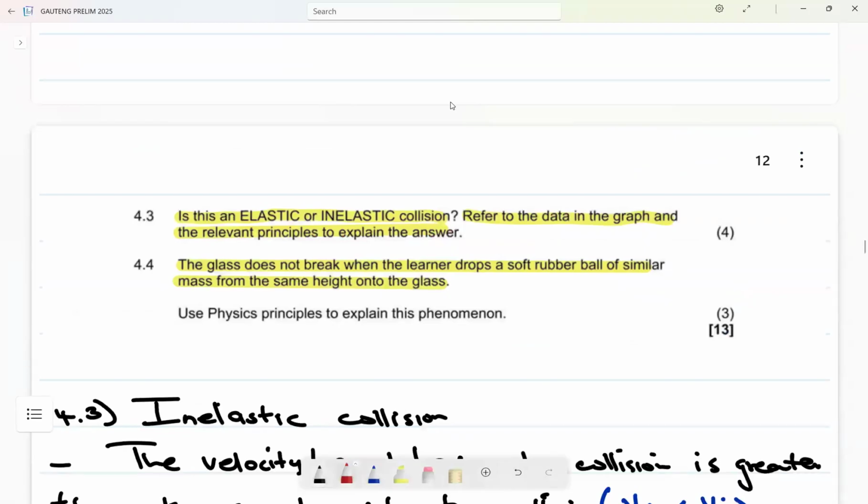So let's move on to question 5 and see what question 5 holds for us. These questions were nice and genuine.